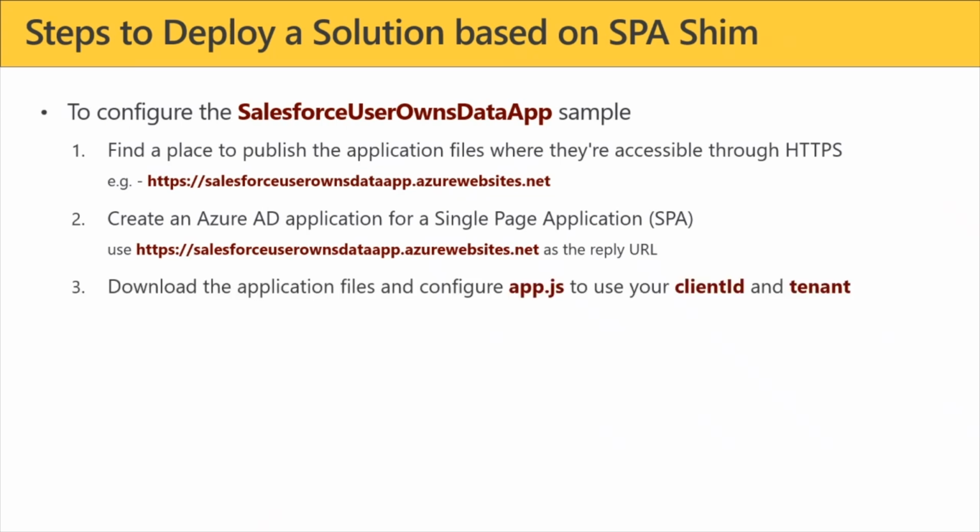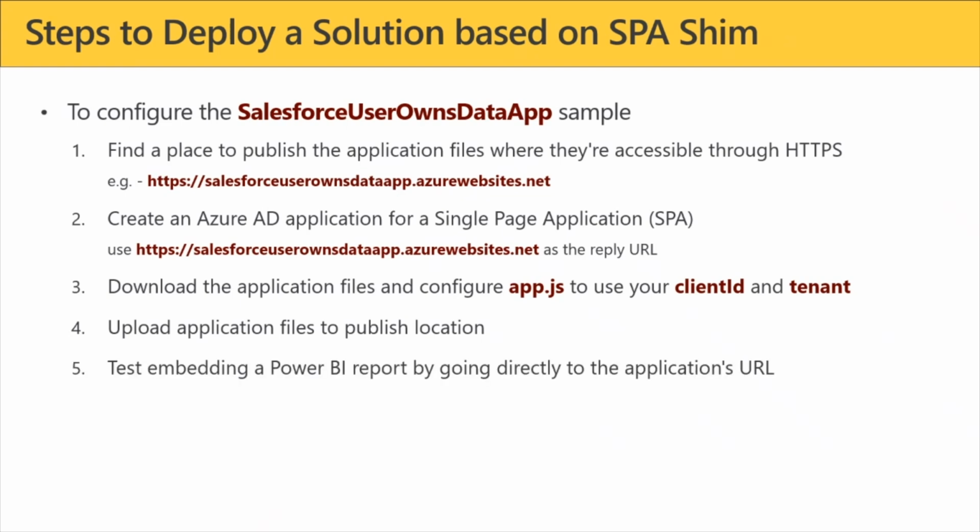Next, we're going to take these application files, and there's only one you need to update, which is the app.js file, and it's a pretty generic solution. So you're going to have to open up the app.js file, and after you've created the Azure AD application, you're going to have a client ID, and there's the name of your tenant, and we're going to add those in there. We'll see those in just a second. After that, you're going to upload the application files to whatever your published location is. And then what's interesting about this is that you're going to be able to test it before you even put it into Salesforce.com.